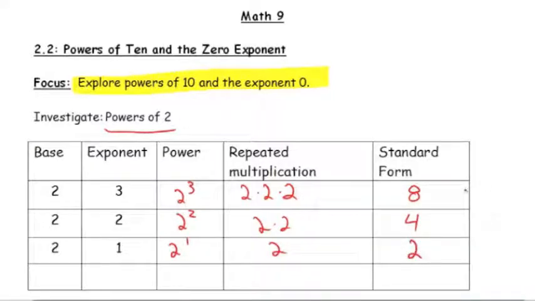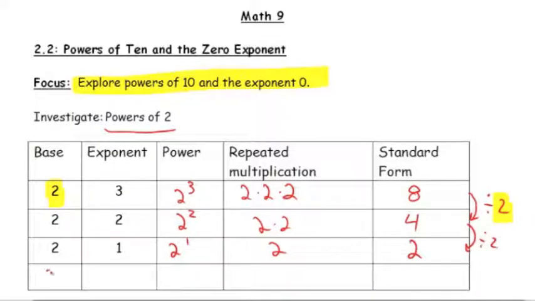So what we're noticing here is that each time we go down this table, we're just dividing by 2 each time. We're just dividing by our base, right? Our base is 2. I'll highlight that just to identify that that's the 2 that I'm talking about here. So if we go from each line, we are just going to divide by 2.